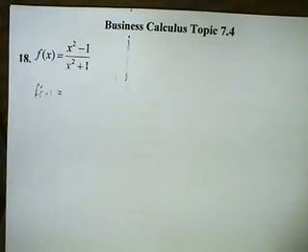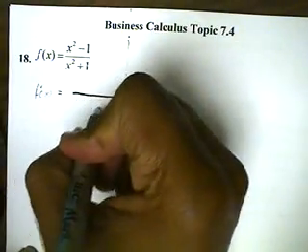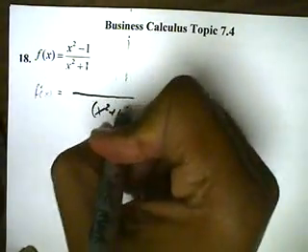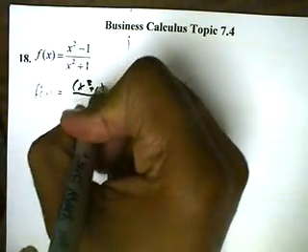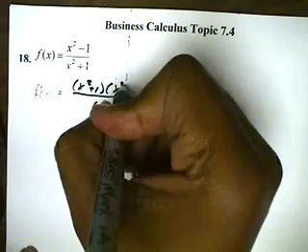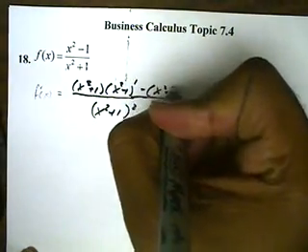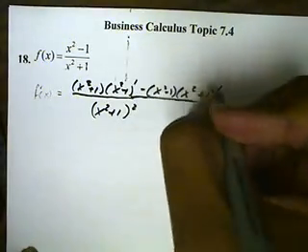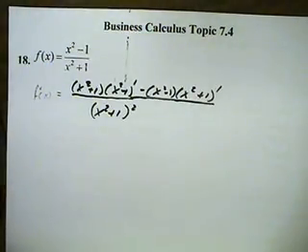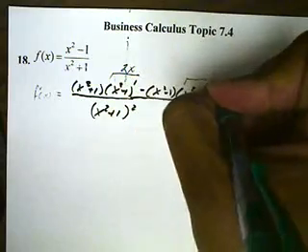So for the quotient rule, this will be x squared plus 1 in the denominator squared, x squared plus 1 times x squared minus 1 derivative, minus x squared minus 1 times x squared plus 1 derivative. Okay, now the derivative of this one right here will be 2x, and the derivative of this one would be 2x.